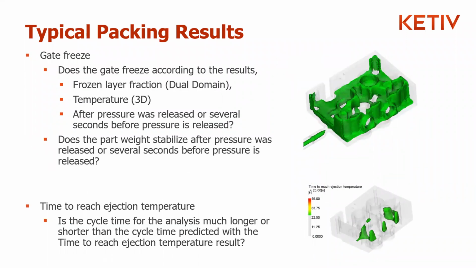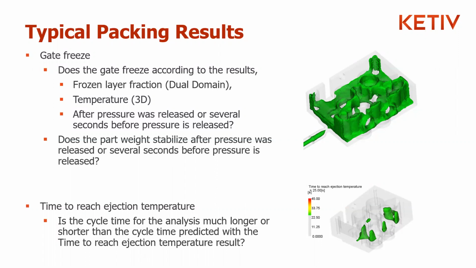Gate freeze again is another big one. Time to reach ejection temperature, we kind of went over that already. Is the cycle time much longer than what you actually see with the result? If it is, then maybe you do have to consider some other quantities. Maybe you need to consider some other physics that's going on in there that you hadn't previously considered.